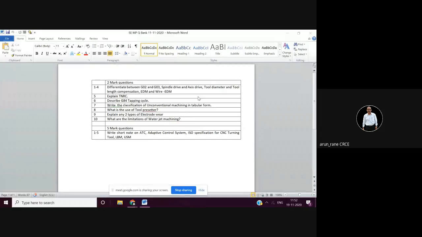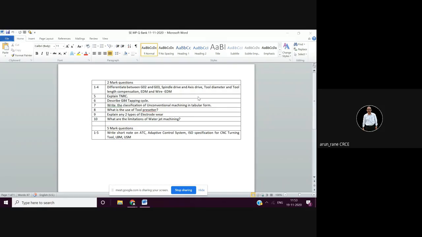Then tool diameter and tool length compensation. Tool diameter takes the diameter offsets, and tool length compensation takes the length offset or the height offset. Then you can write tool diameter compensation is represented by G41, G42. Tool length compensation is represented by G43. You can also write that in tool diameter you have G41, G42, two offsets. In tool length there is only one offset, G43.